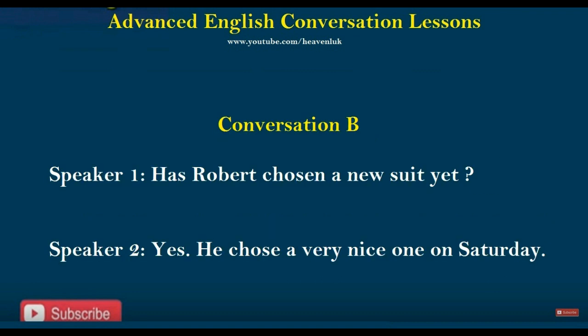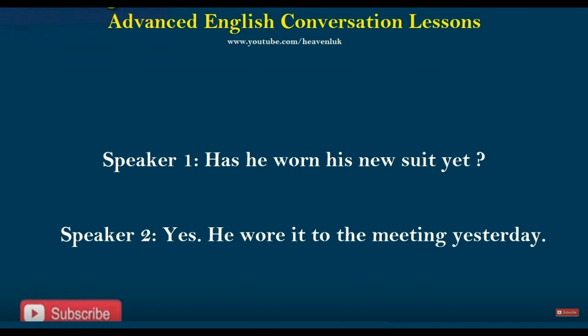Conversation B. Speaker 1. Has Robert chosen a new suit yet? Speaker 2. Yes, he chose a very nice one on Saturday. Speaker 1. Has he worn his new suit yet? Speaker 2. Yes, he wore it to the meeting yesterday.